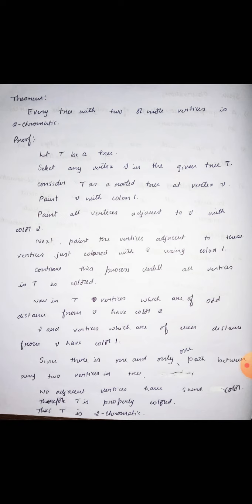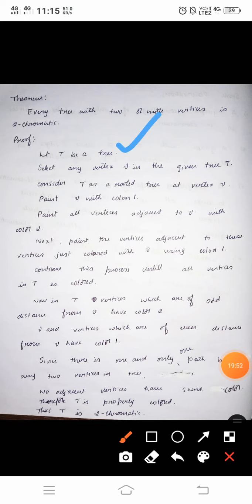Let T be a tree. I'm naming that tree T. Select any vertex V in the given tree T. T is also a graph, right? I can take any vertex. Consider T as a rooted tree at vertex V. What is a rooted tree?